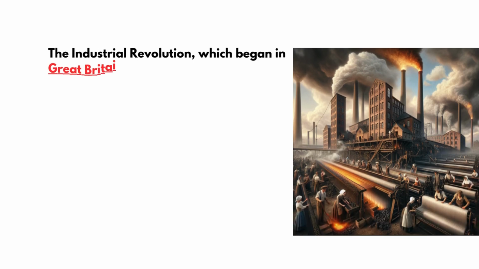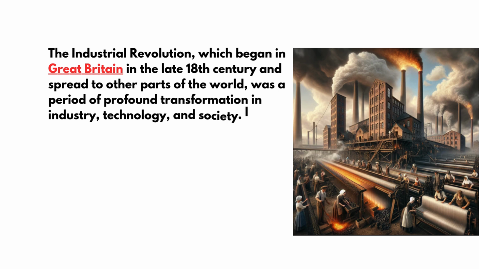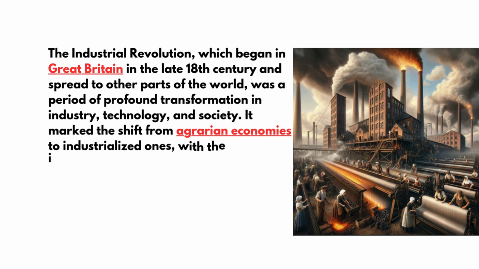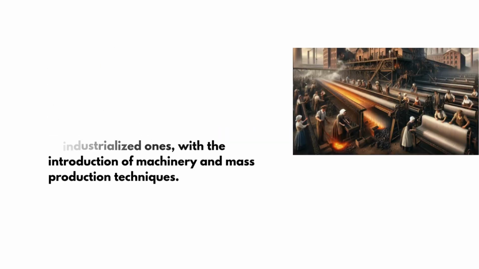The Industrial Revolution, which began in Great Britain in the late 18th century and spread to other parts of the world, was a period of profound transformation in industry, technology, and society. It marked the shift from agrarian economies to industrialized ones with the introduction of machinery and mass production techniques.